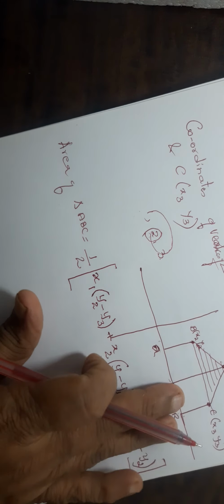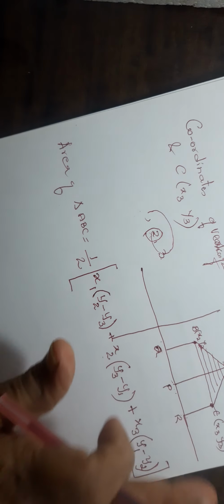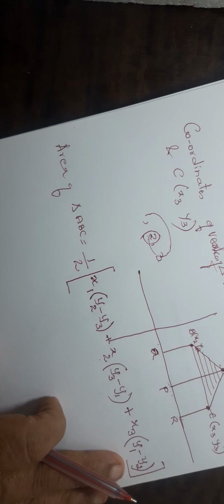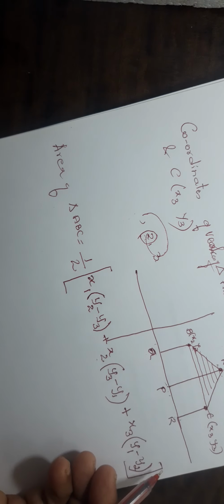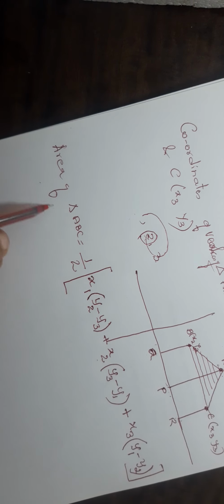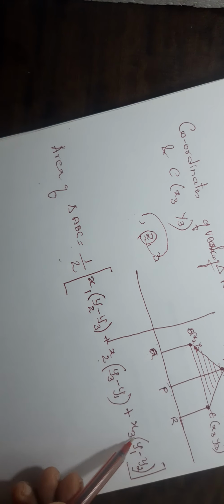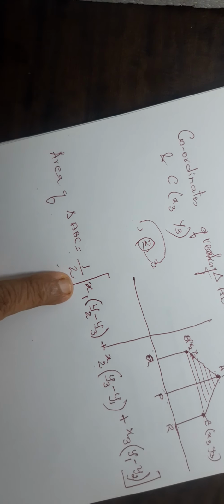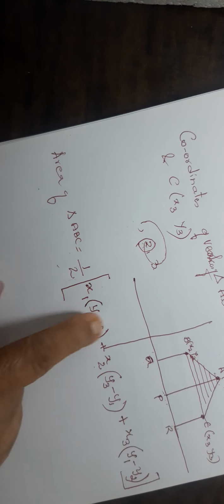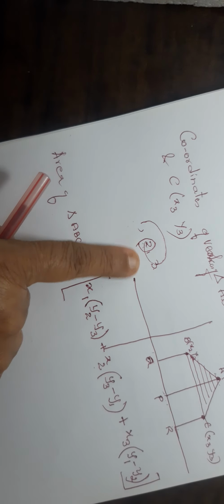How they calculate the area of the triangle and get this, I just told you, but I am not going to do all that. This is enough for you. If you learn the formula, that's more than enough. So, how to remember? Area of triangle ABC is equal to half. Then in the bracket, you start x1, then in the small bracket y2 minus y3. If you write like this, it will be easy.